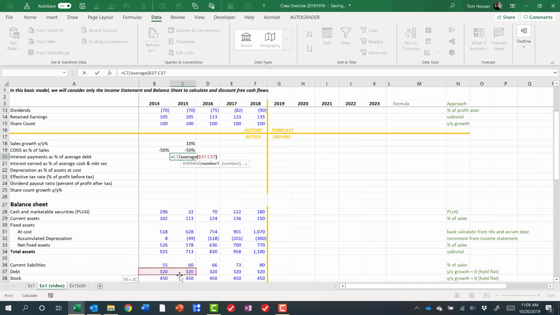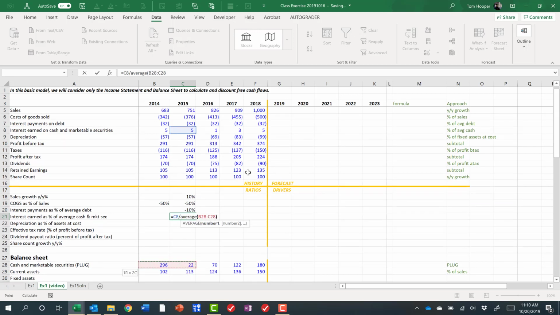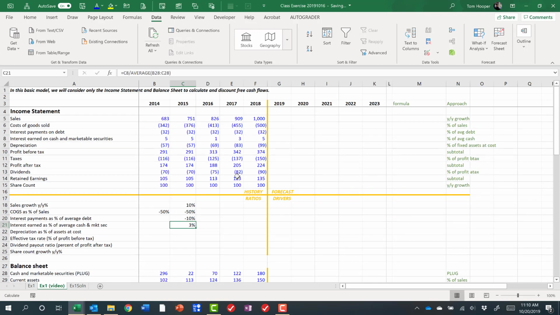And the reason we use the average debt is this number represents what the debt was at the end of 2014. This number represents what it was at the end of 2015. So taking the average of those two numbers gives us the most representative debt across the year, and that applies to interest payments that were made across the year. And we find out that our average cost of debt is about 10%. Similarly, our average interest earned on capital that year was about 3%.